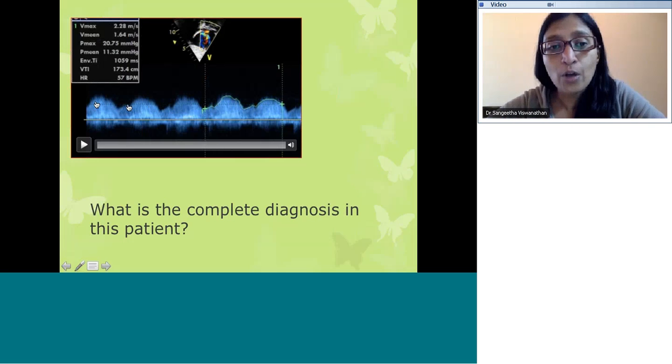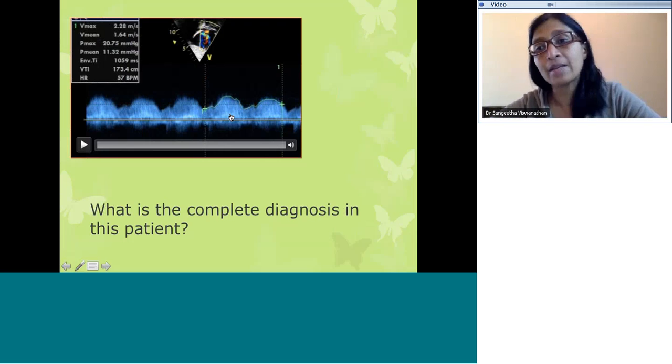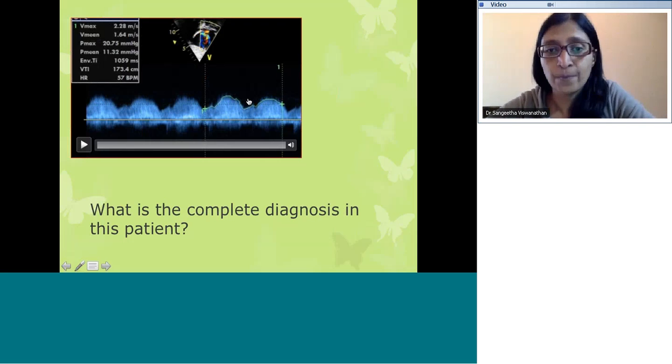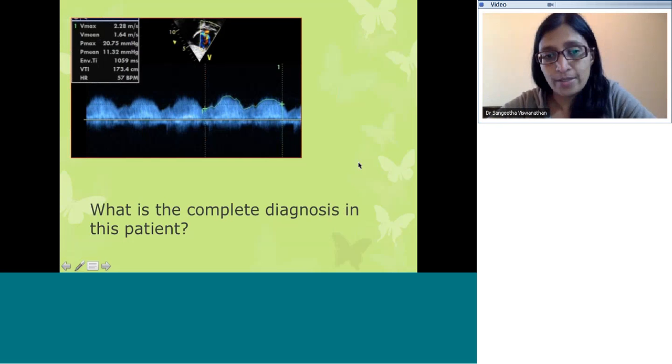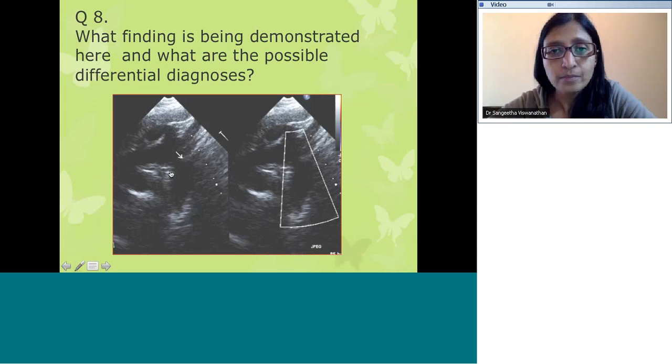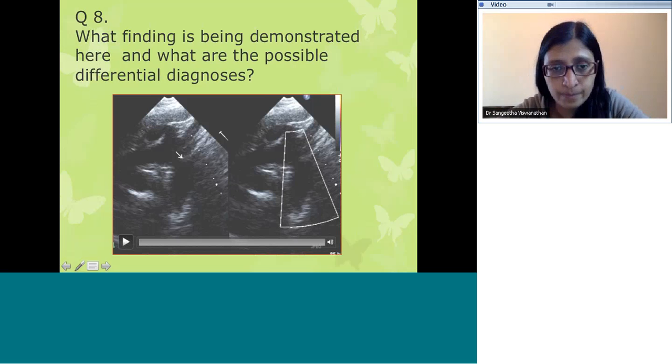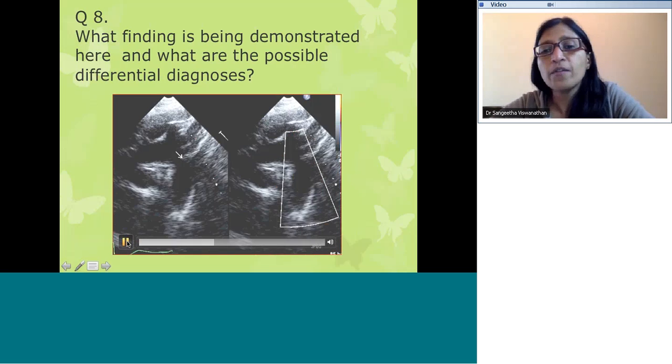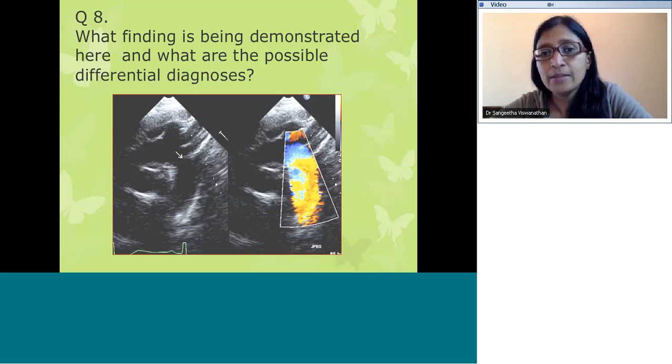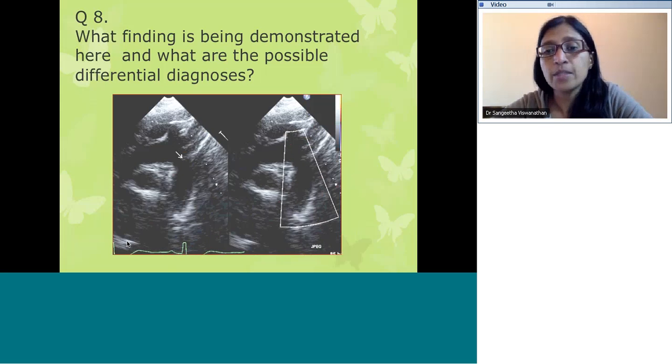The pattern of the Doppler trace itself is abnormal. It is continuous, not returning to the baseline, not varying with respiration. So this is obstructed TAPVC to the coronary sinus. Okay, the next one. So what finding is being demonstrated here? And what are the possible differential diagnoses?